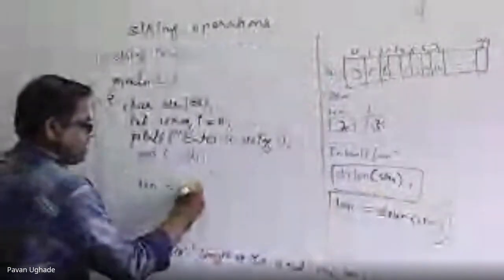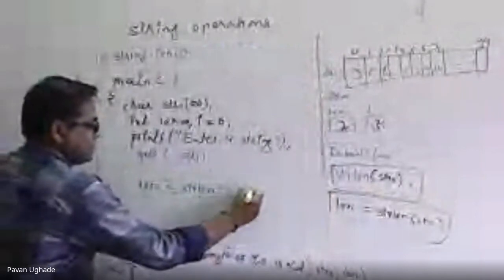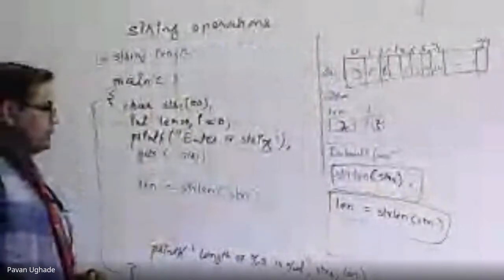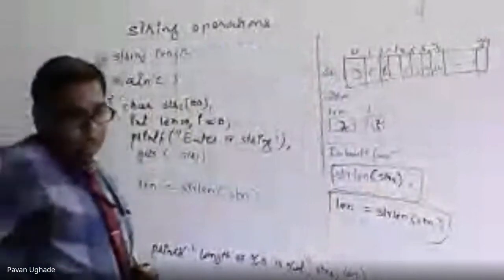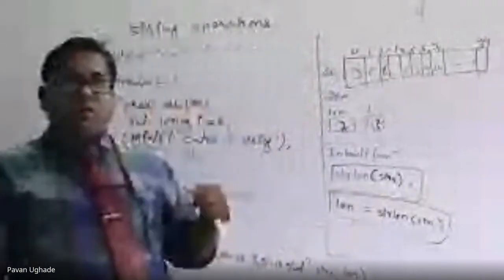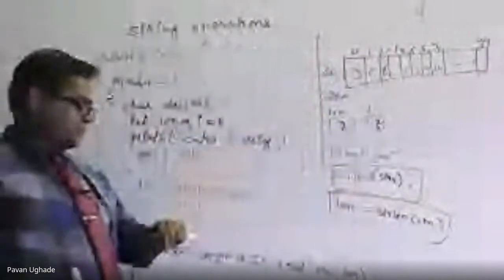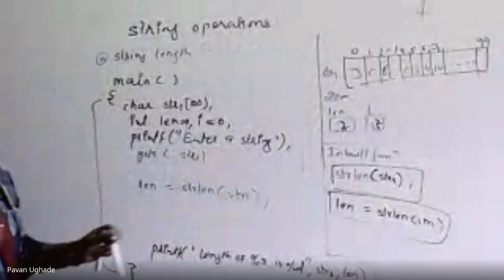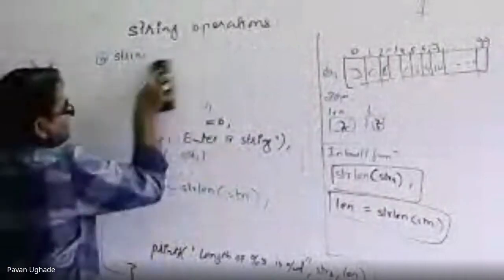Even if I have done this much, instead of doing this part, I could have written len equals strlen of str1 and got the same result. Can you imagine, the length of the program is reduced so much, right? So this is the first operation, where we have seen the iterative program without using the inbuilt function, and with using the inbuilt function. This is the first program, with the first operation, string length. Any doubt with this? In the same way, we will be checking out the next function.